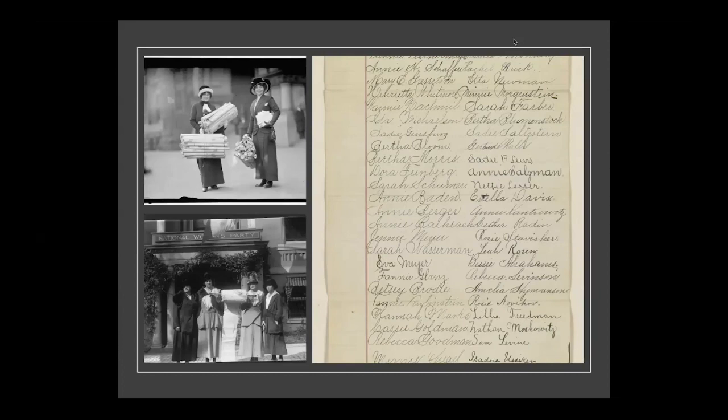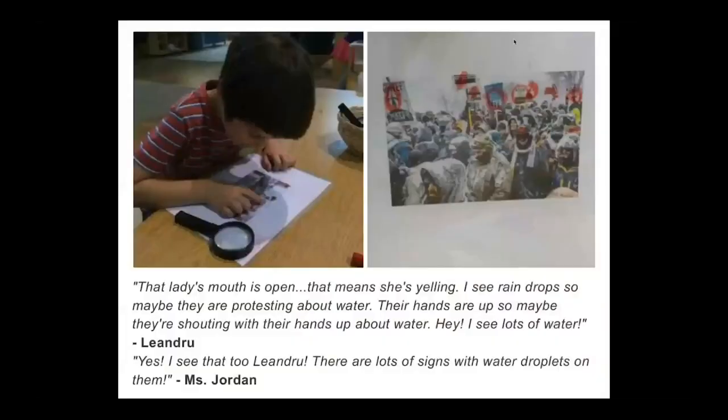So these images and primary sources are from the Library of Congress collection, and they're wonderful to explore as well. And so you can see here we've got a few of the children who are sharing some of their initial inquiries, looking at a variety of different images of people engaged in protests. And here's Leandro saying, that lady's mouth is open. That means she's yelling. I see raindrops. So maybe they're protesting about water. Their hands are up. So maybe they're shouting with their hands up about water.